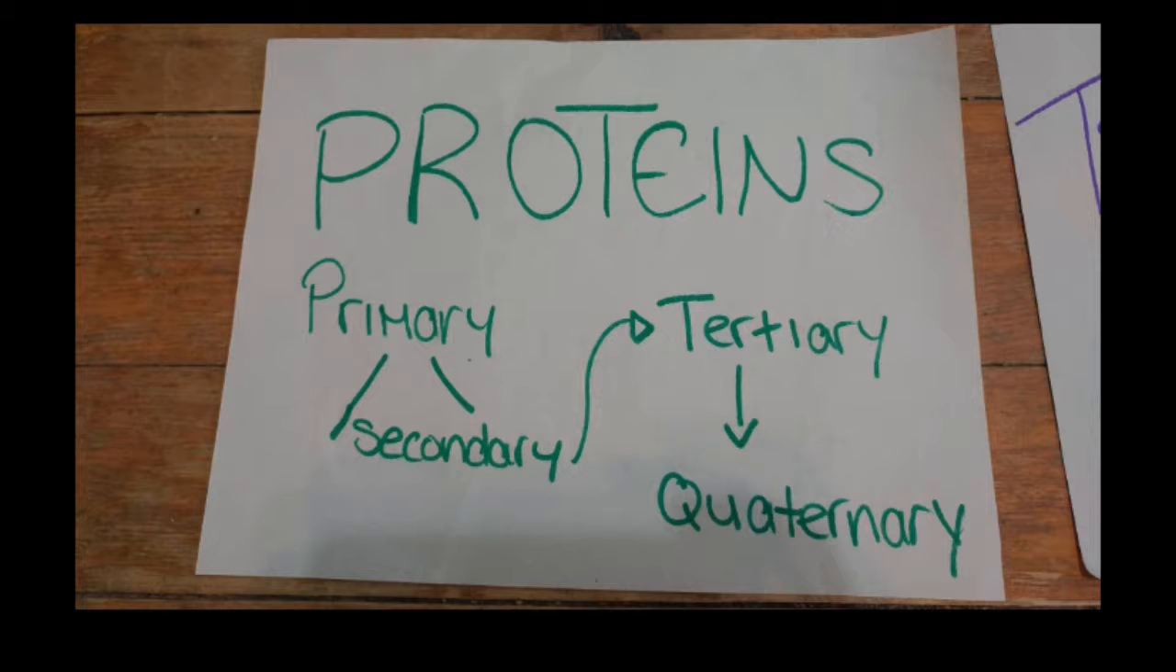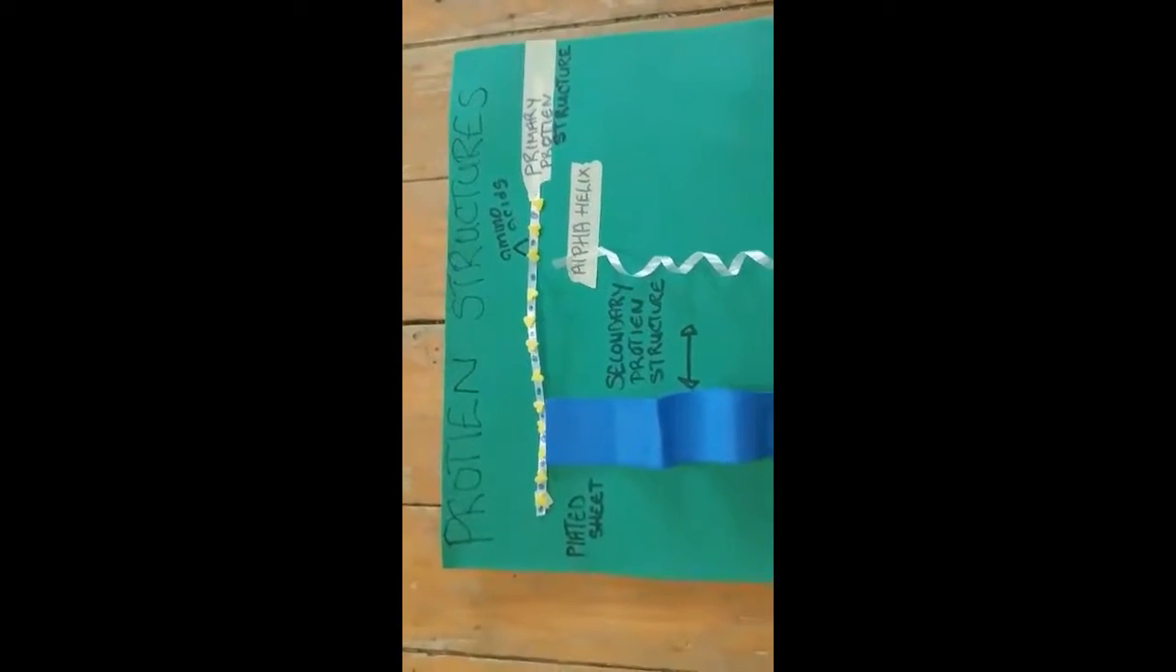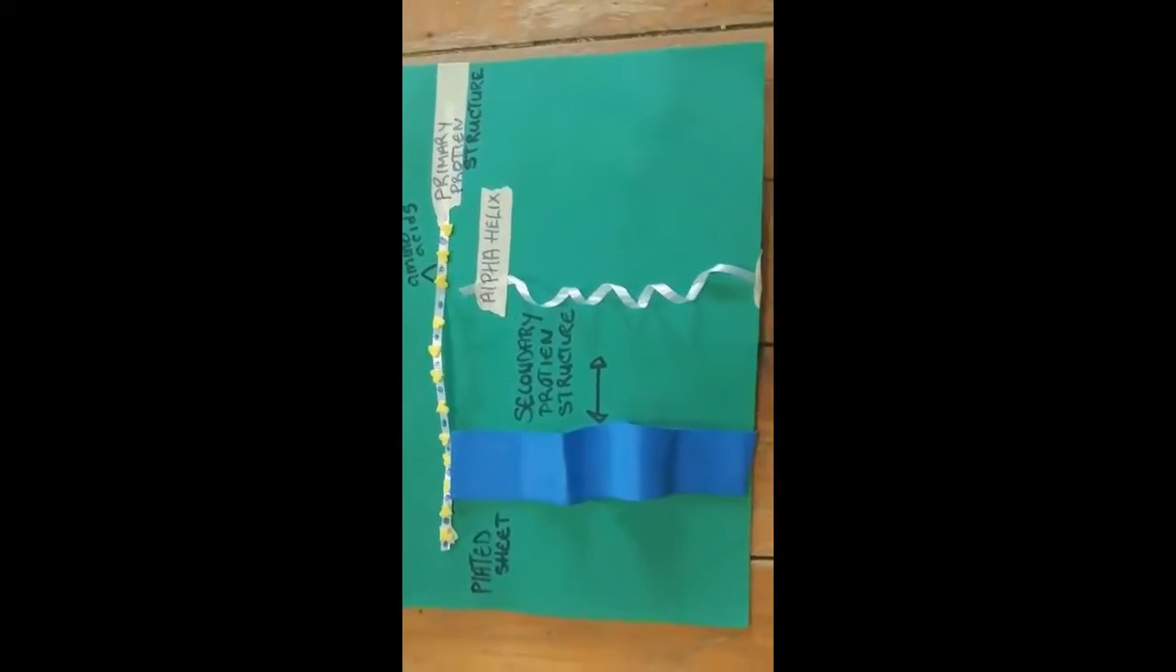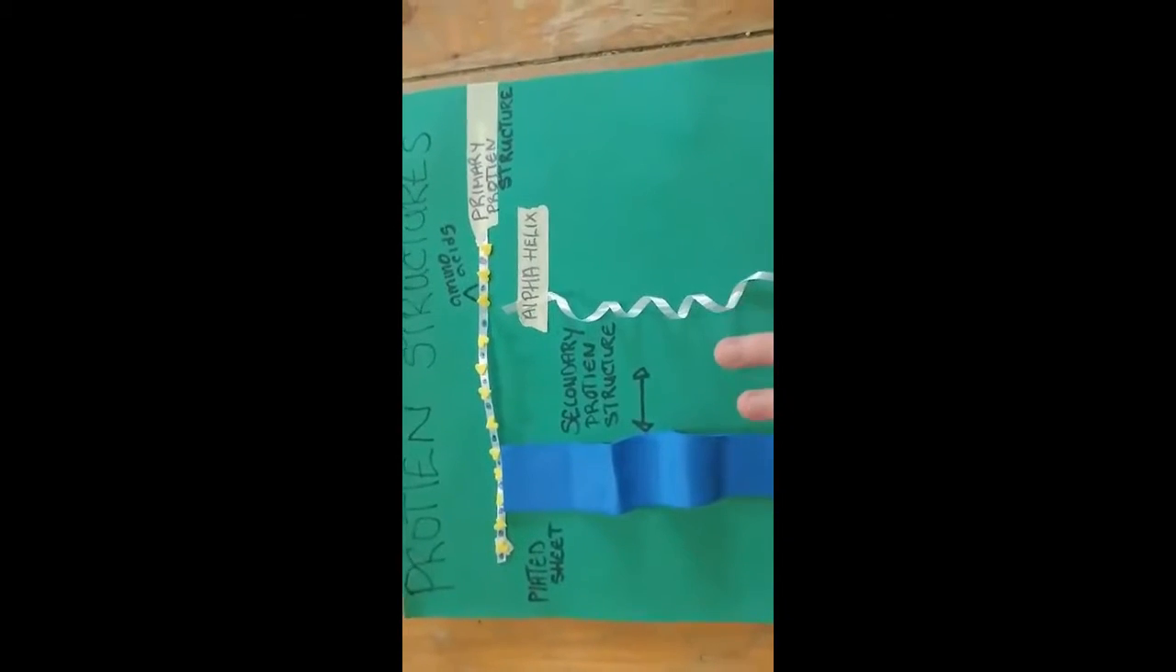Lastly, amino acids are what make up proteins. These proteins can be folded in four ways. One way is primary structure, which is a long chain of amino acids. A secondary structure of protein will occur when hydrogen bonding occurs between these amino acids. These can be alpha helices or pleated sheets.